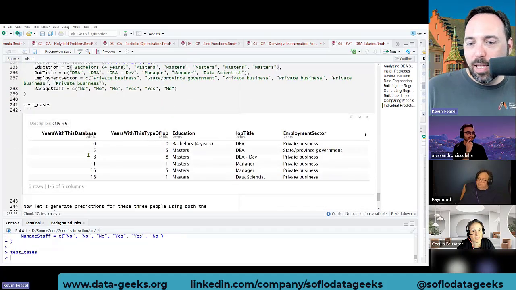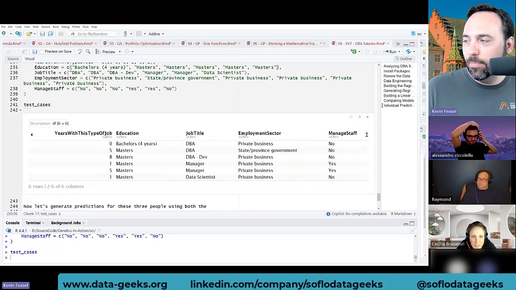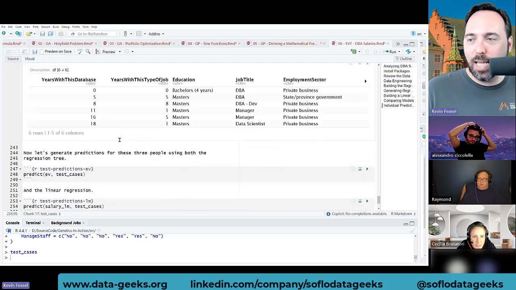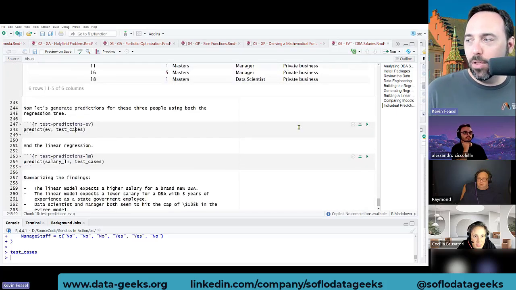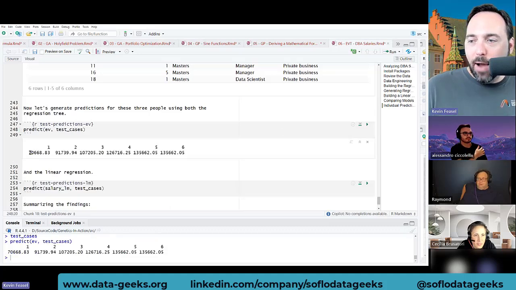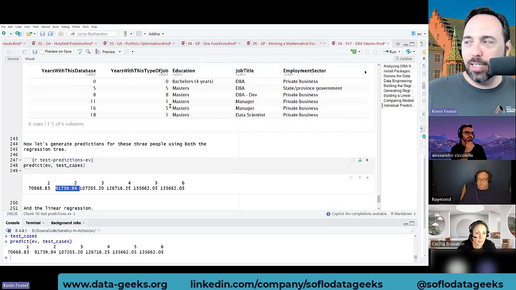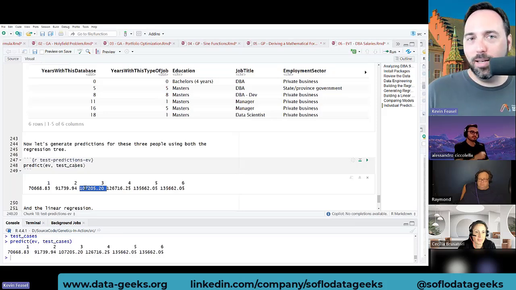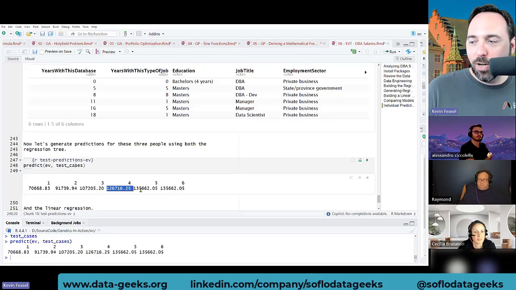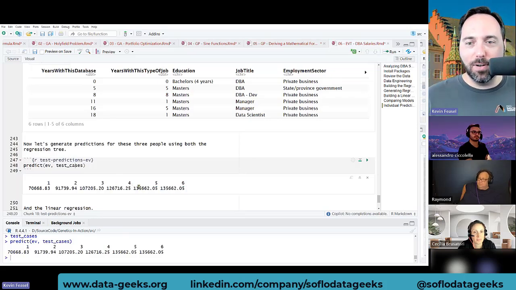If I run through this, here are my values. Notice that I don't have a salary because I want to figure out, well, what do we think the salary would be for each one of those people in those circumstances? And our brand new person in the field, 70K, 5 years working at a state agency, 91K, 8 years working as a development DBA in private business, 107K, becoming a manager, pretty big bump, 5 years as a manager. And it turns out data scientists, according to this, had effectively no salary difference.